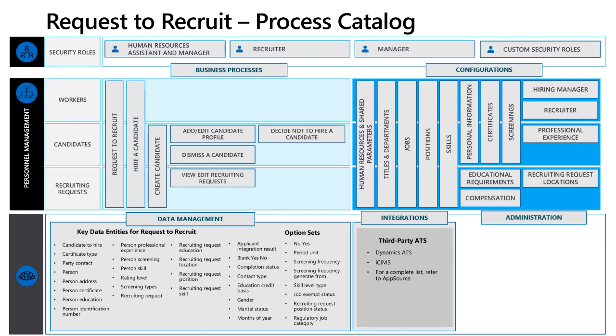The integration was built using the same API that you can use to build your own third-party integrations. We've partnered with several ISV providers when building the API, including Dynamics, ATS, and iSIMS. For a complete list of ATS solutions that are available with Dynamics 365 Human Resources, we recommend that you take a look at AppSource.